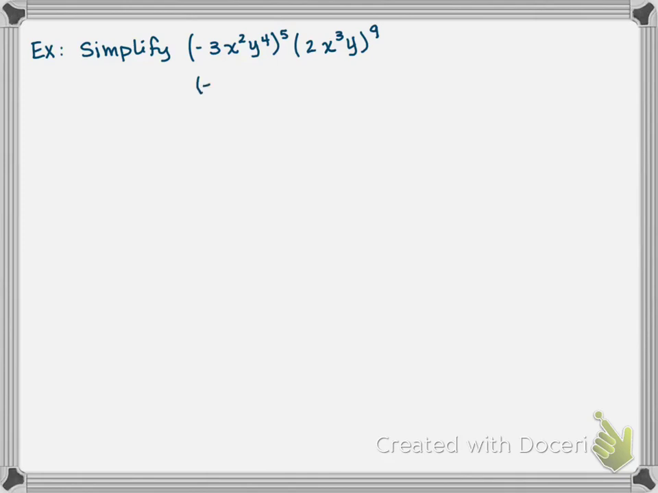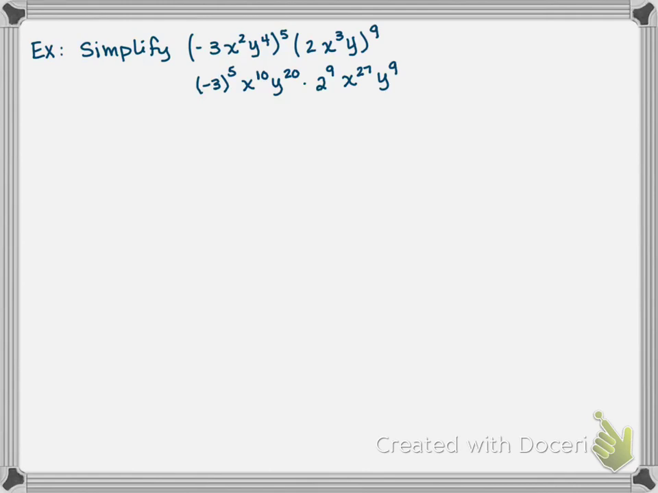So I have -3, which is in parentheses, to the 5th. Notice that factor of -3 is separate from the x squared, right? So we have to apply the exponent of 5 to it separately. And then we have how many factors of x? 10, good. And how about y? Good. And then we have 9 factors of 2, 27 factors of x, and 9 factors of y.